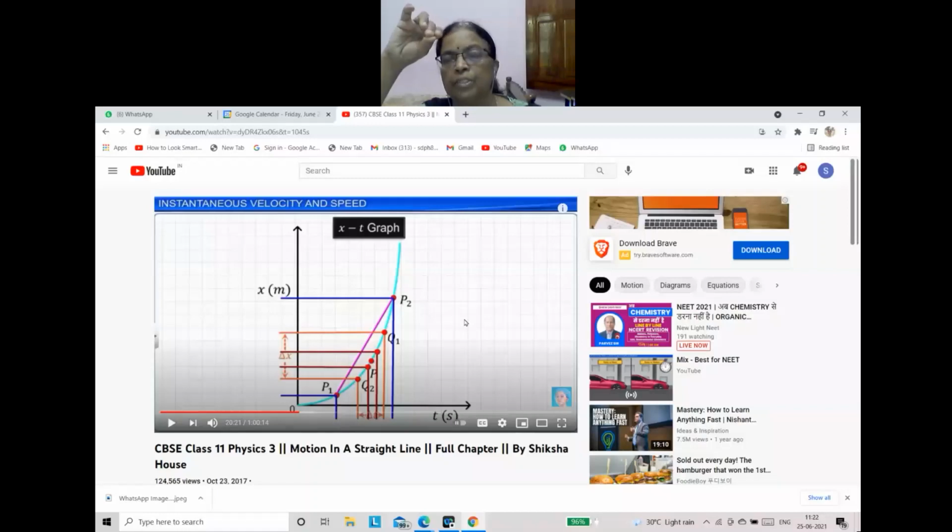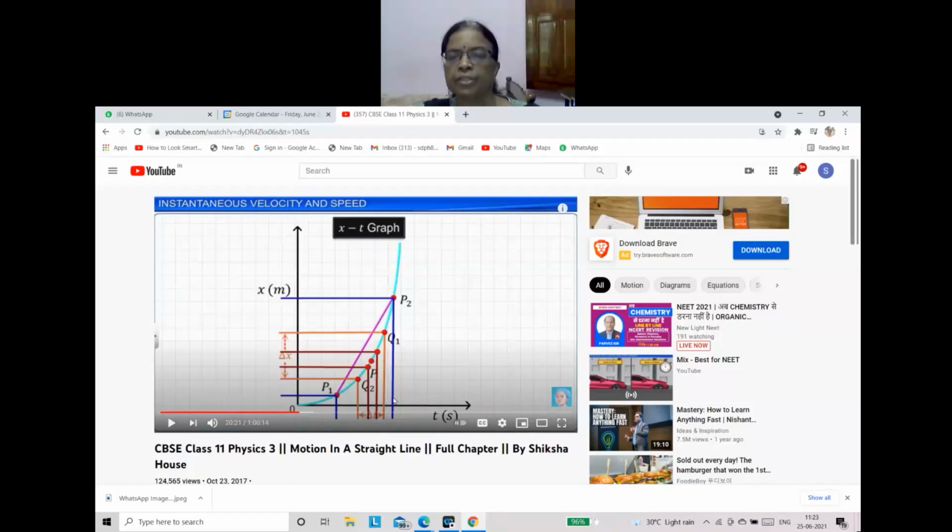When the interval is reduced, at last it becomes what? It approaches a 0 interval. A 0 interval means it is actually an instant. At that instant, there is no interval, only the instant. At that particular instant, what is the velocity we are getting?